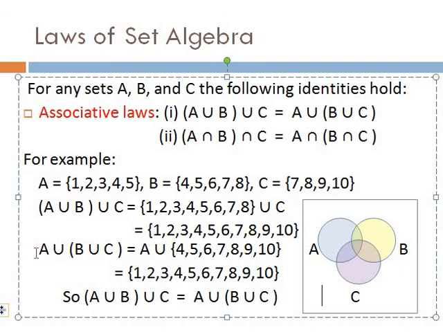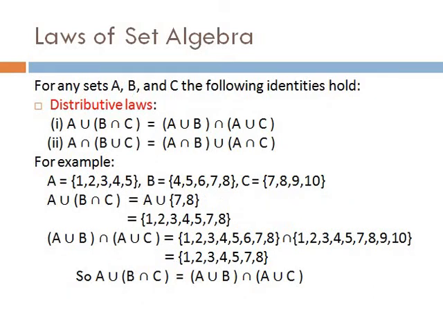Similarly, for the right hand side, A union B union C, first find the bracket part, that is B union C. B union C is the union of B and C, that is all the elements from 4 to 10, and with the union of A you get the set having elements from 1 to 10. So left hand side equals the right hand side. Similarly, you can prove the second law of the associative laws.